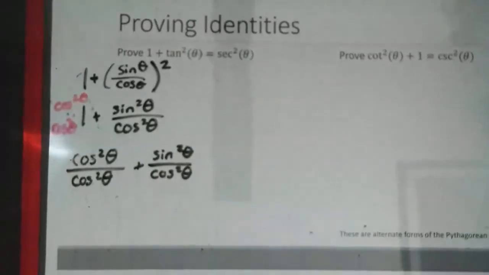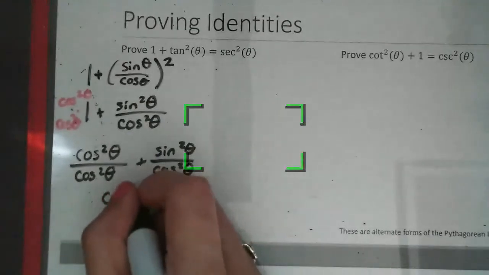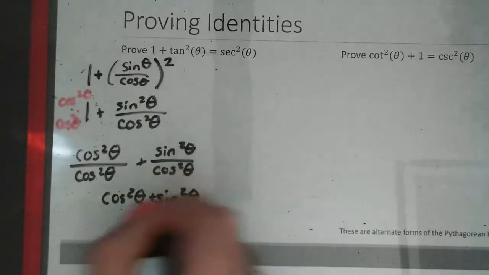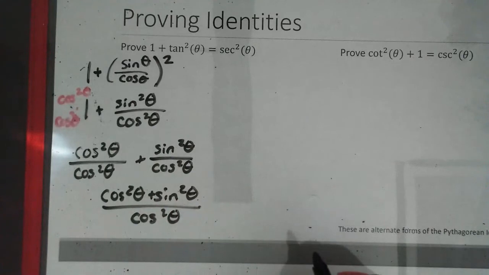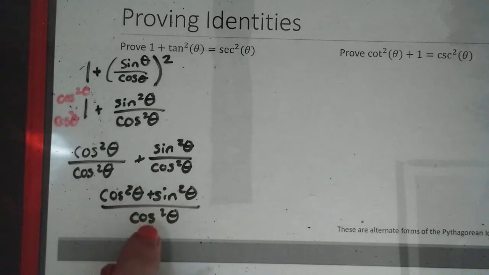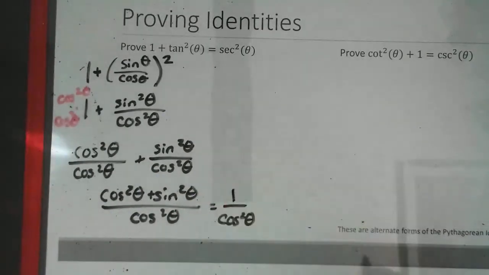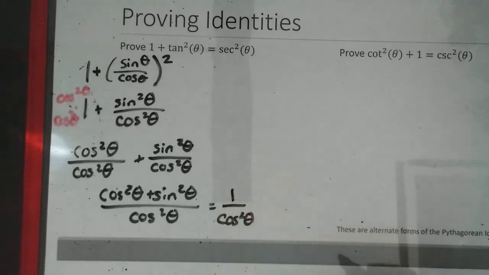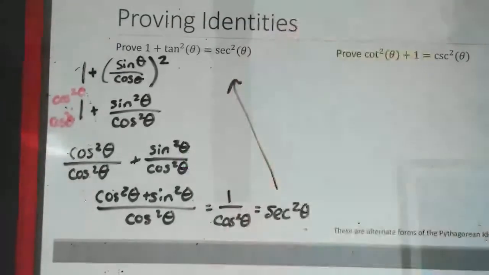Our goal is to get to secant squared. Well, now these have the same denominator, so I can combine them. And we get cosine squared of theta plus sine squared of theta over cosine squared of theta. Don't forget, we have the Pythagorean identity that says sine squared plus cosine squared equals 1. This is written in a different order, but we still have cosine squared plus sine squared. They're still added together. So that's equal to 1 over cosine squared of theta. That's the reciprocal of cosine, but squared. The reciprocal of cosine is secant. So this is secant squared of theta, which is what we wanted it to be.